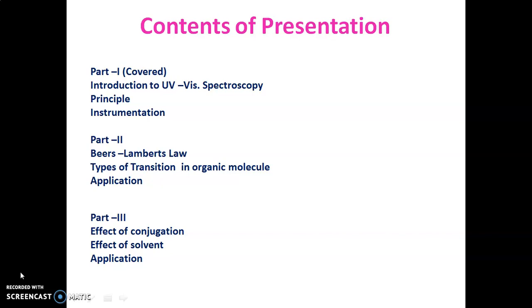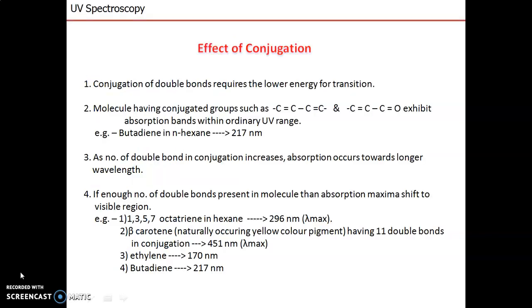The content of the presentation we have covered: in part 1, introduction to UV visible spectroscopy, principle and instrumentation. In part 2 we covered Beer-Lambert's law, types of transition in organic molecules and applications. Last time in part 2 we were unable to cover much about the effect of conjugation, effect of solvent and applications in detail. So in part 3 we are going to see all these things in detail.